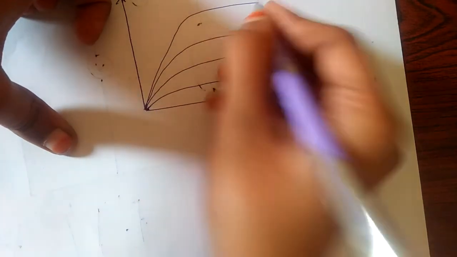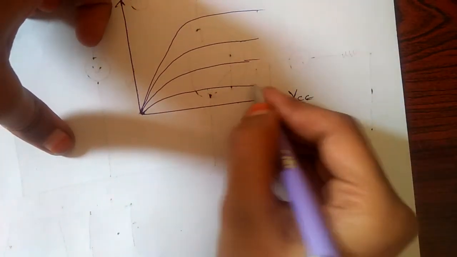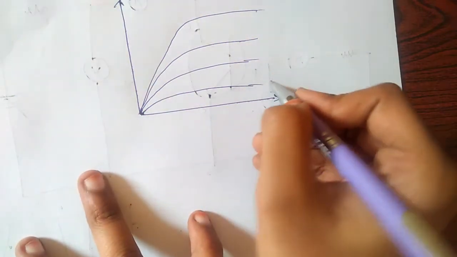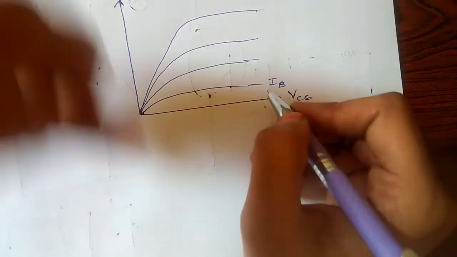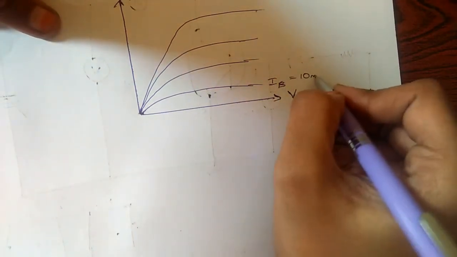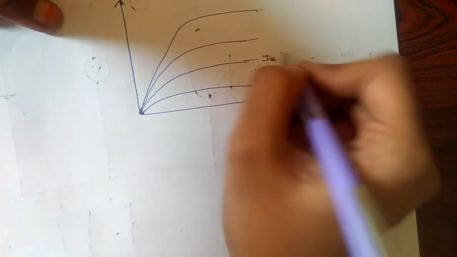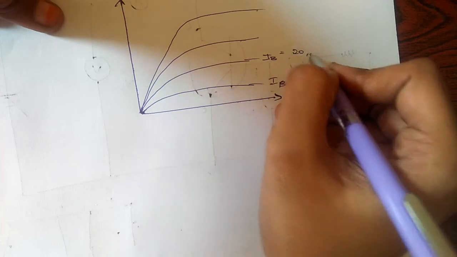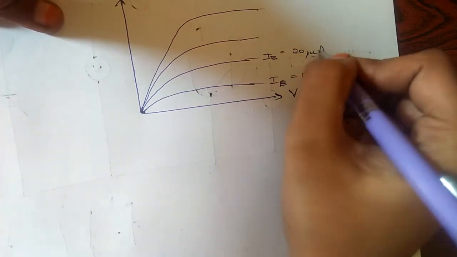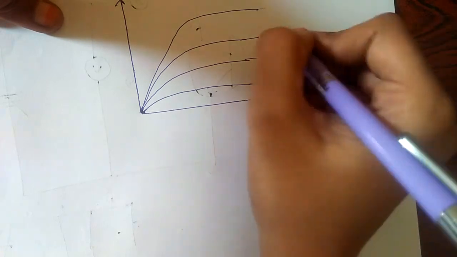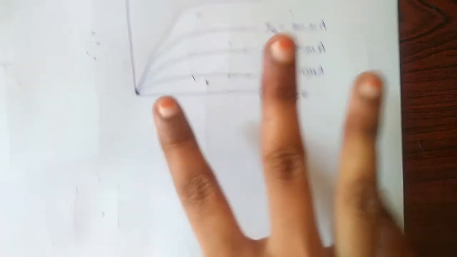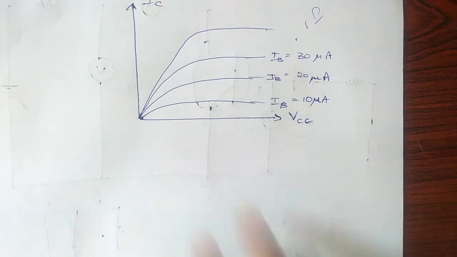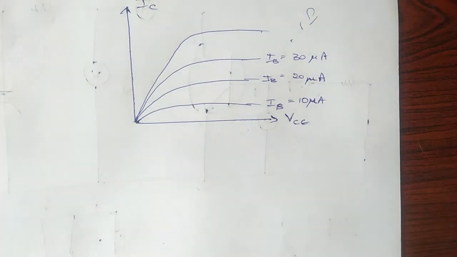In the output characteristics we have three regions. Let me tell you, IB equal to 20 microamps, not milliamps, it will be operated in microamps, 30 microamps and so on. So here we have three regions: active region, saturation region and cutoff region.